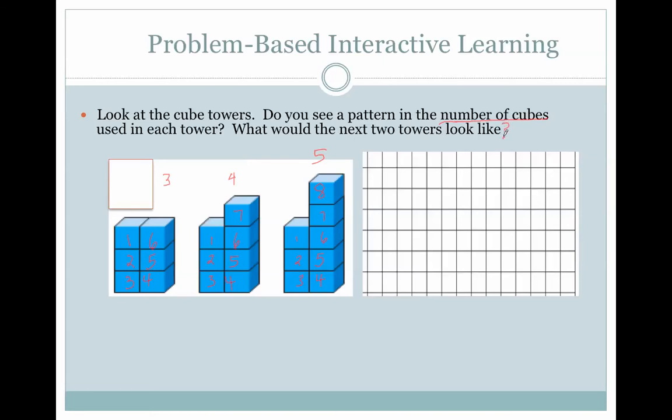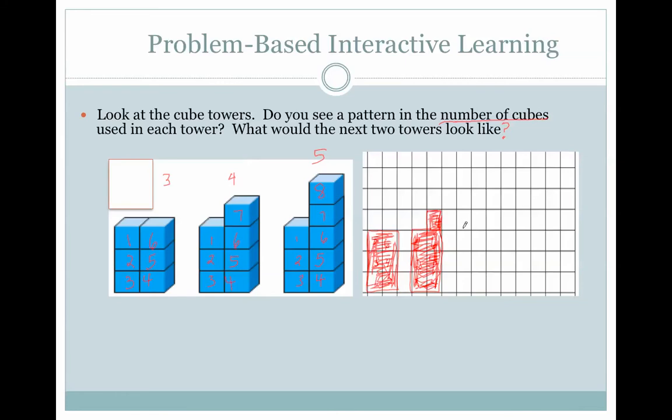Okay, so what I need to do is use the grid paper to go ahead and draw out my towers. All right, so that is the first tower with 6 cubes. Here's my second tower with 7. So I'm going to outline it. All right, 7. There you go.